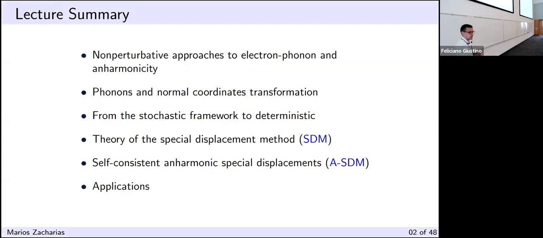So here's a short summary of my lecture today. First, I will introduce non-perturbative approaches to electron-phonon coupling and anharmonicity. So we also talk today about anharmonicity. I will give a short recap of phonons and also introduce the normal coordinate transformation, which is quite central for today's lecture. And then I will discuss how we can go from the stochastic framework, using Monte Carlo integration to perform the supercell calculations, to the deterministic framework, to the point that we can use only one configuration to capture thermodynamic properties.